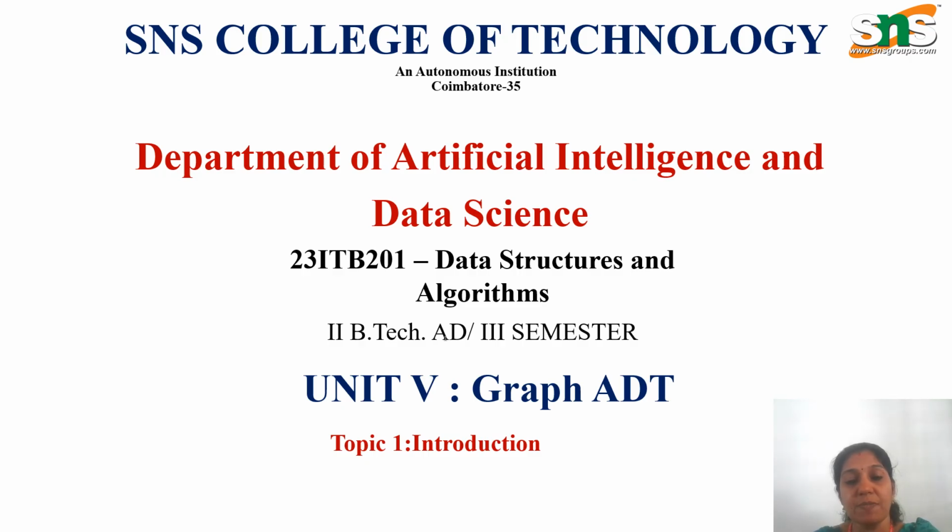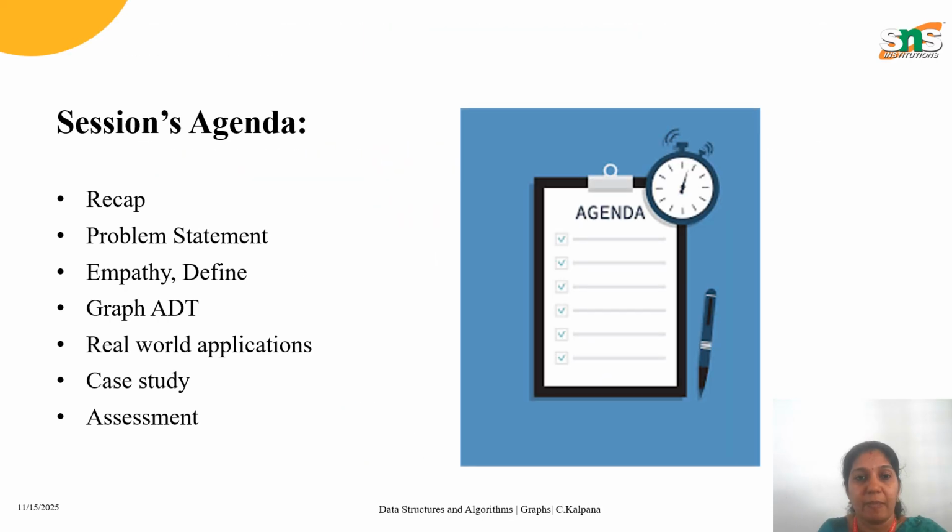In the previous session we discussed what is graph ADT, the definition of graph, and what is the purpose of graph. In today's session we are going to discuss the types of graph. This is today's agenda. We are going to recap the previous session, review the scenario, that is the problem statement and the definition, and then we'll see about graph data structure.